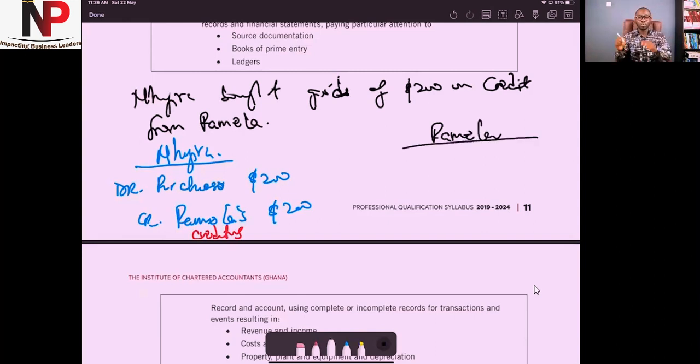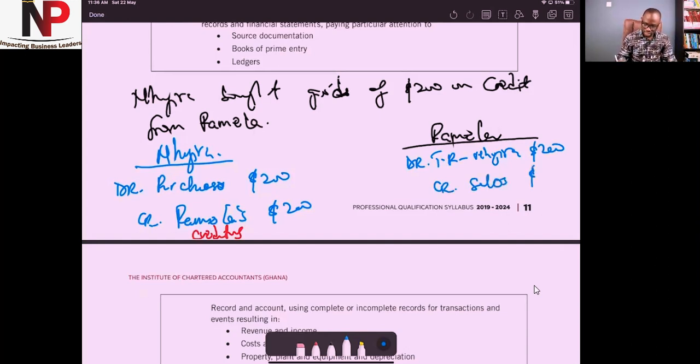If you're in the books of Pamela, Pamela is the one selling. So Pamela is going to be debiting. Now, assuming that Pamela was receiving cash, she would have debited the cash book. But now Pamela is selling on credit to Nhyira. So we're going to have trade receivables for Nhyira because Nhyira becomes a debtor to the company there, 200. Then we'll credit sales in that case.